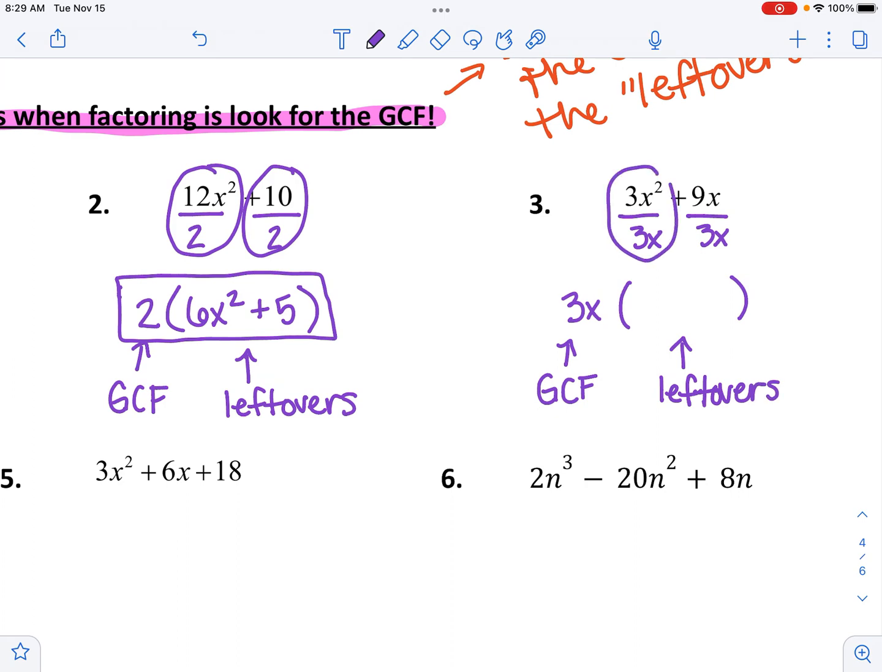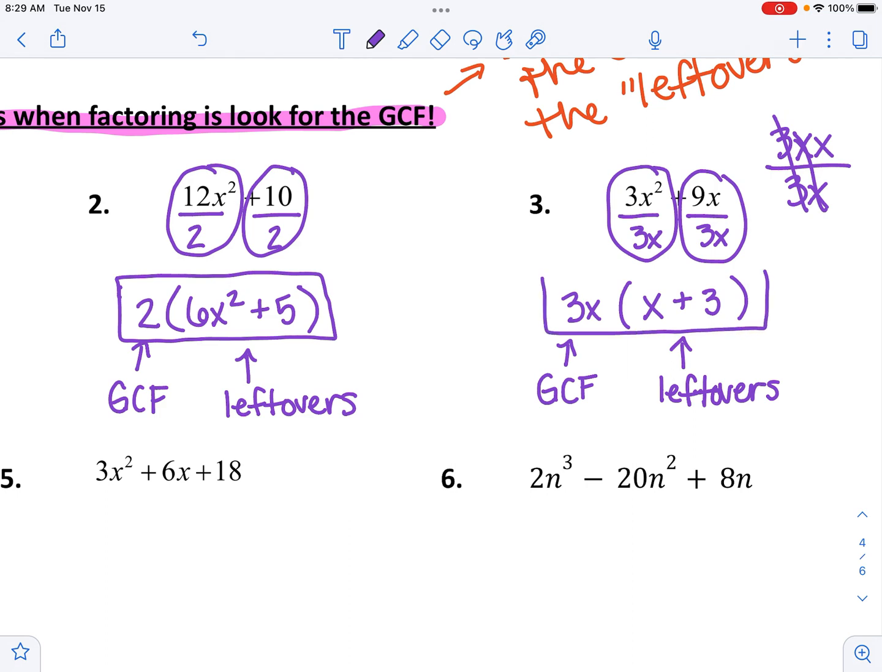So when I divide this out, 3x squared divided by 3x, if we think about 3x squared, that's 3 times x times x, and then we have 3 times x, so the 3's would cancel, and one of the x's would cancel, so we're left with an x. Here, 9 divided by 3 would be 3, the x's cancel, so I'm just left with that 3. Again, you can always go check your work by distributing. 3x times x, we'd get 3x squared. 3x times 3, we'd get 9x. We can check our answer that way.